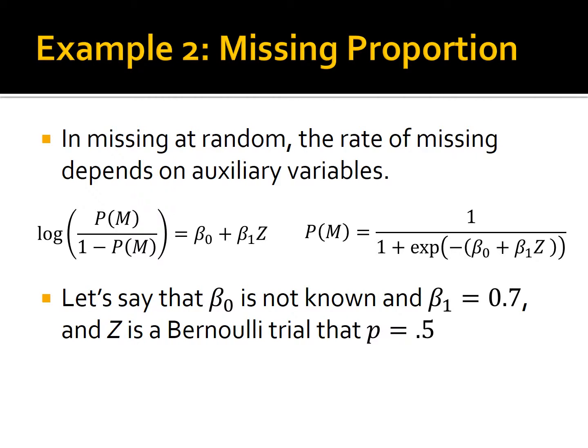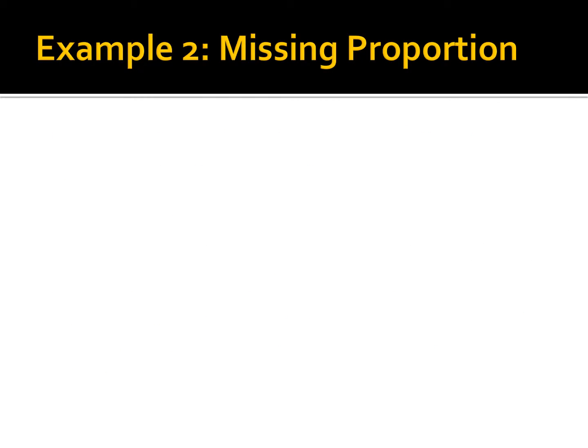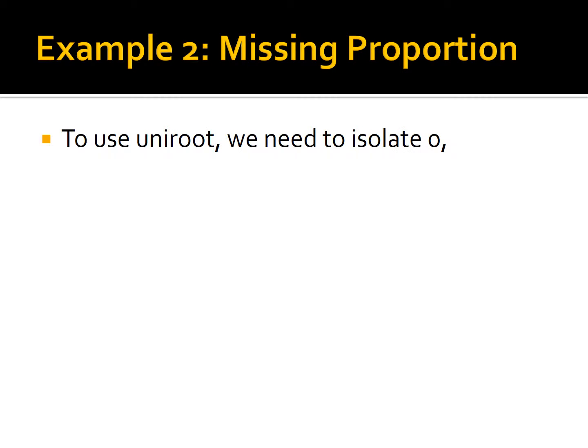Let's say that beta 0 is not known and beta 1 equals 0.7, and z is the binary trial. Binary trial means that it could take only 2 values, 1 or 0, and we have the proportion of 1 equal to 0.5. So obviously the expected value of z is 0.5. So we need to use the uniroot.